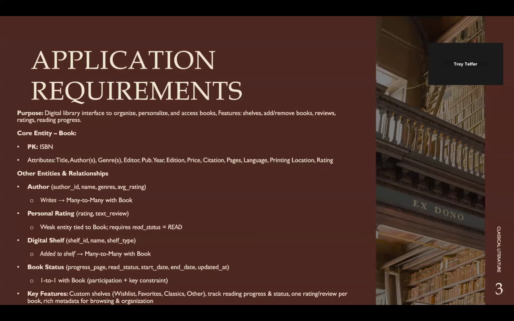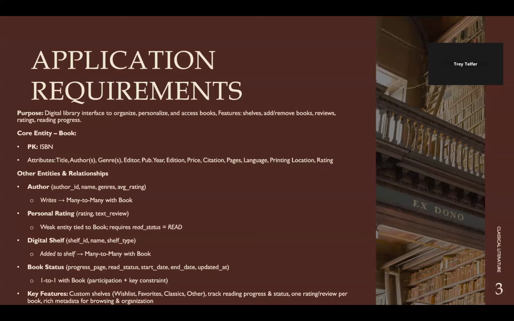And then we have digital shelf, which consists of shelf ID, name, and shelf type. And we have added to shelf, which is many to many with book. Lastly, we have book status, which consists of progress page, read status, start date, end date, and updated at. And that's one-to-one with book, consisting of a participation and key constraint.